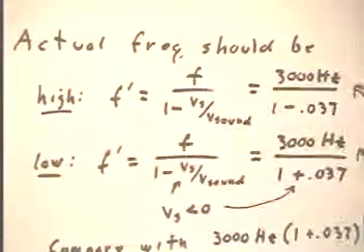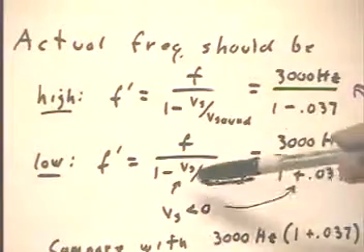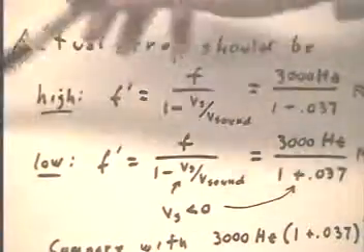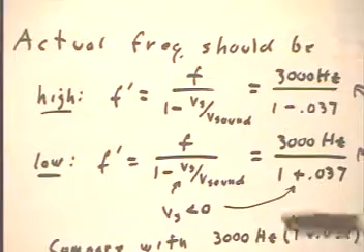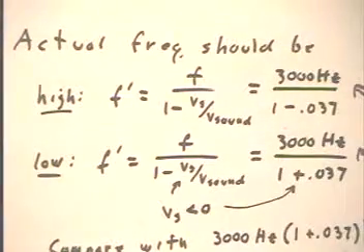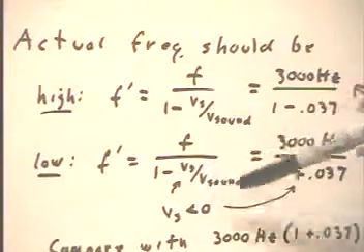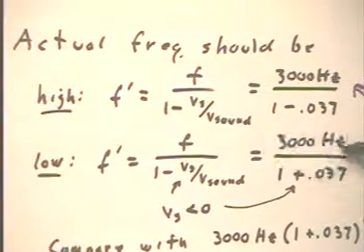The low frequency should be what we get if the source is moving away from the observer. If the source is moving this way and the observer is over here, this is what we expect. We expect that vs is going to be negative, and that this will then be a negative ratio of 0.037, and that subtracting the negative will end up with a positive. So we have 3,000 hertz over 1 plus 0.037.